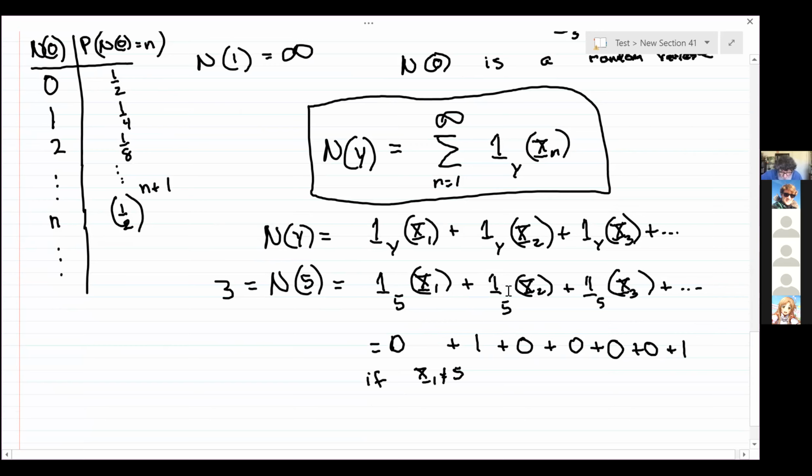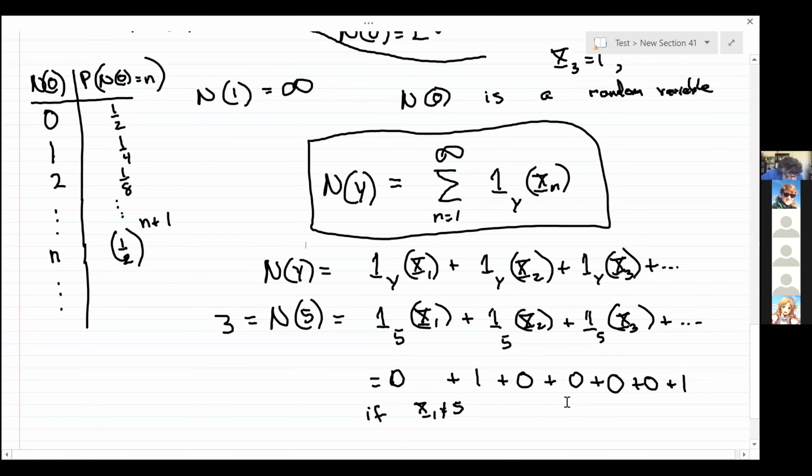You're trying to count all the times you're at state Y, and in this case, state 5. And there were only 3 times. There could have been more, right? But there were only 3. Okay. So this is important.